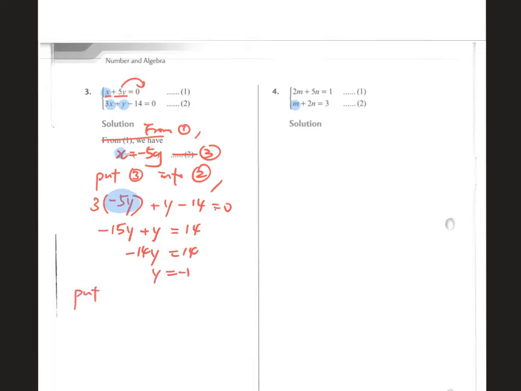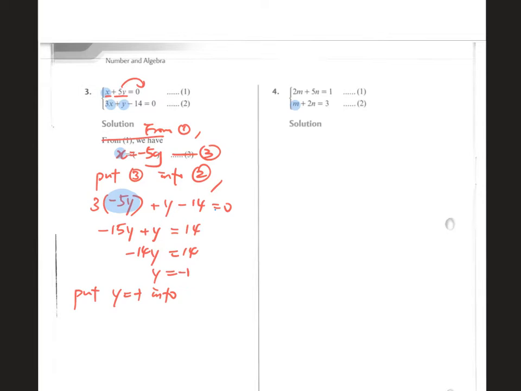Afterward, you need to find x out by putting y equal to 1 into either number 3, number 2, or number 1. Any one of them is okay. For example, I choose 1 here because it looks simpler, and then for the rest, I leave it for you. Let's go to number 4.